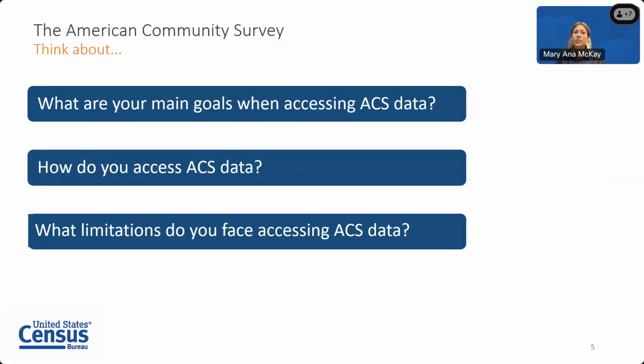I'm now going to ask you to think about a few things here as I introduce this data product to you. So what are your main goals when you're accessing ACS data? Are you primarily accessing pre-tabulated estimates? Are there a few variables within a single table that you find yourself going to more and more? What about the variables across different geographies or across years? How do you primarily access ACS data? Are you using data.census.gov or a third-party tool? What do the data look like on a day-to-day basis? With the tool or tools you are using, what limitations do you face accessing ACS data?